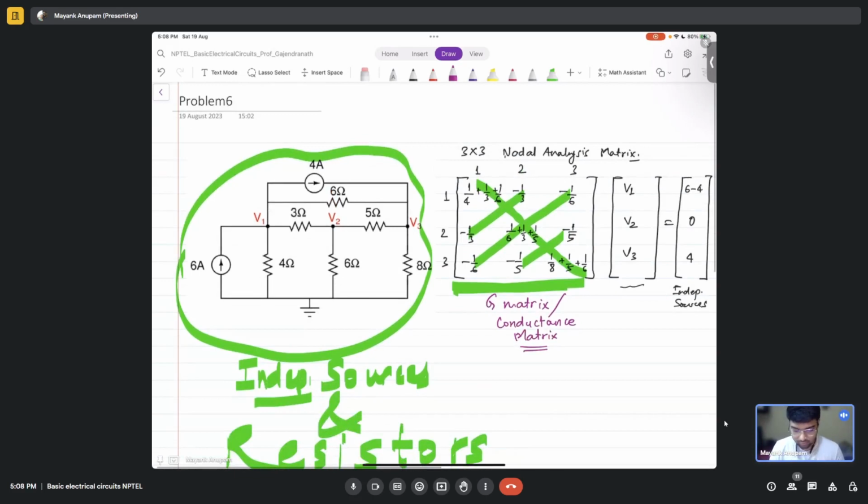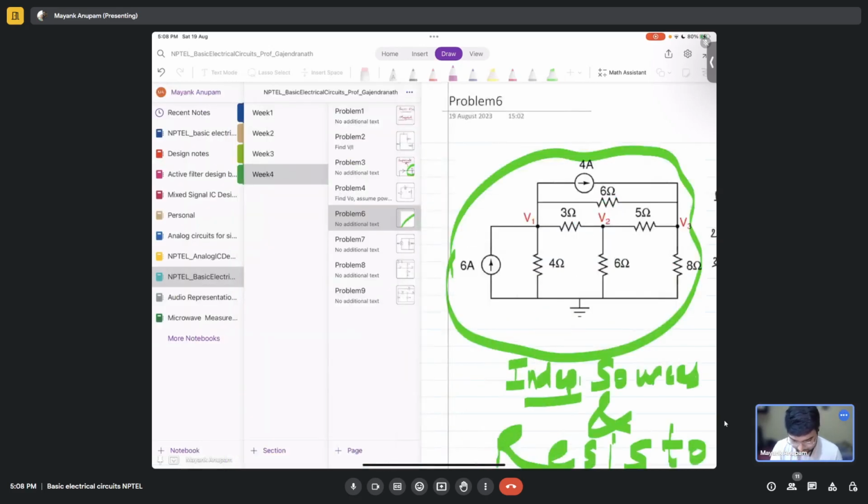Fine. So you can solve this again. This is very easy to solve. This is a third order matrix, so you'll have to use Cramer's rule to find V1, V2, and V3. I guess you'll be able to do that.